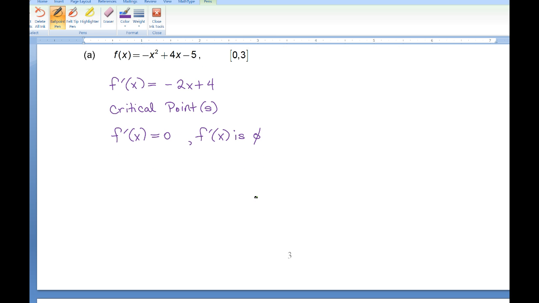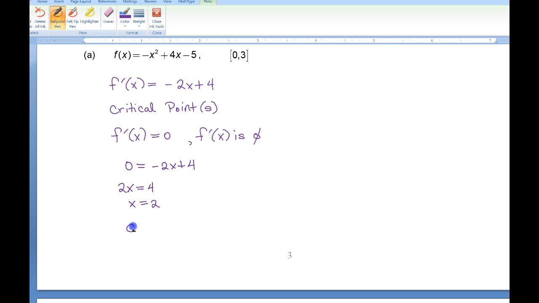It's not undefined. Okay, so negative 2x plus 4 is not undefined. What we think of as undefined is when we have a rational function and it might make the denominator 0. We don't have that situation here. So we're just going to set negative 2x plus 4 equal to 0. So we get 2x equals 4, so x equals 2.